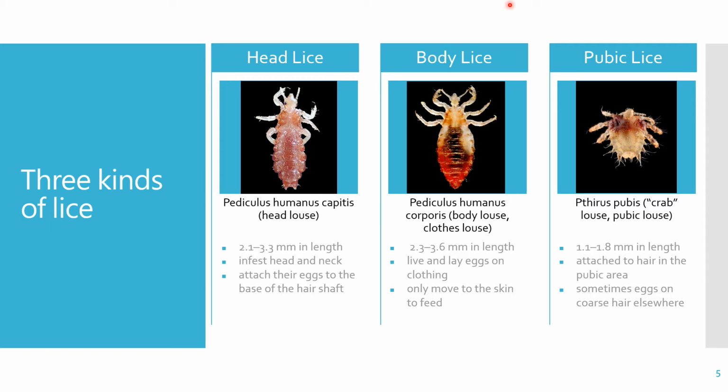One more thing. Quote from CDC: Pubic lice on the head, eyelashes or eyebrows of a child may be an indication of sexual exposure or abuse.